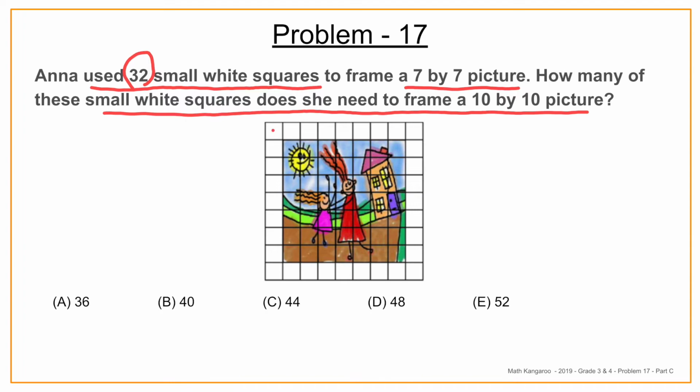So we know that this is 9. So 9 by 9 covers 81. A 7 by 7 tile square covers 49. So if we subtract 81 minus 49, we get 32.